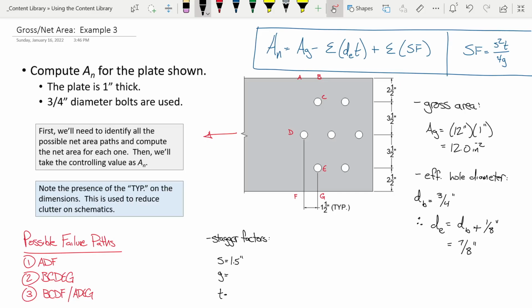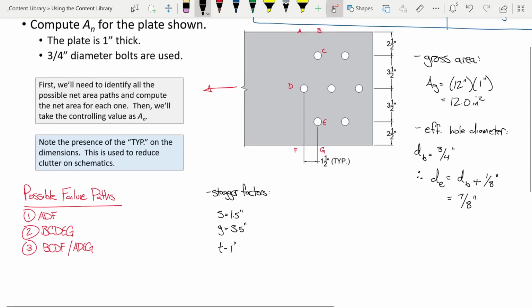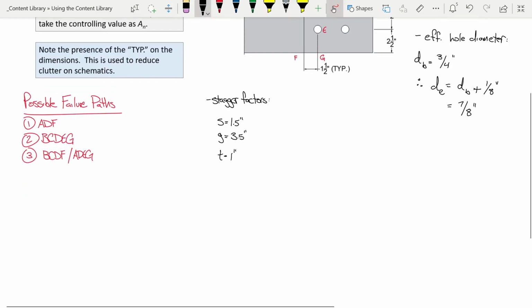And if that's 1.5 inches, what is this one? 3.5 inches, because that's this distance here and that distance there. And if that's 3.5 inches, what's that? That one's easy. That's just the thickness. What's the plate thickness? 1 inch. Okay. Is everybody with me so far?